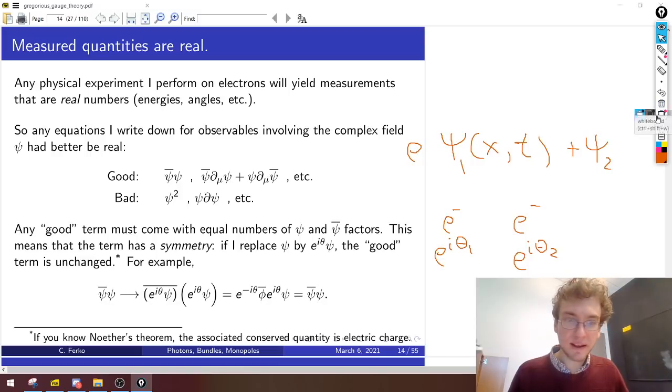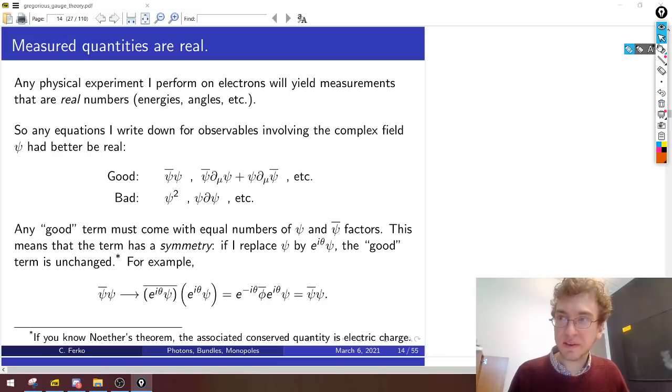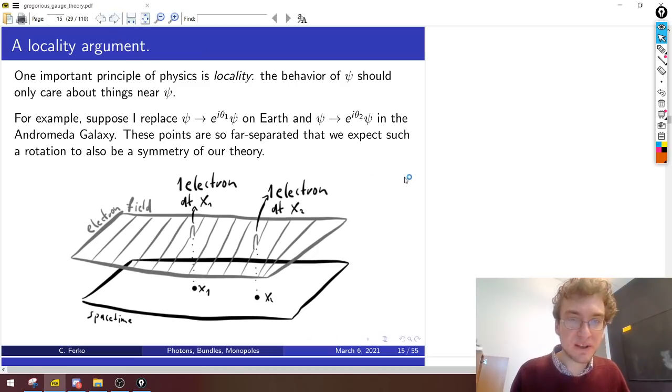Okay. That's an excellent question, because that actually leads into what I want to do next. Because here you can globally rotate by some angle theta. But I'd like to make a locality argument that we should really think about rotating by different thetas at different points and see what happens.